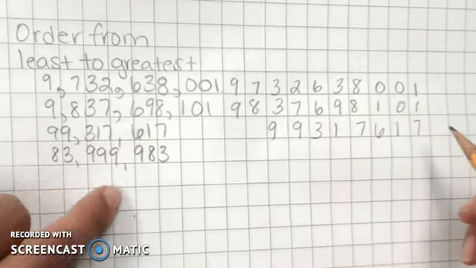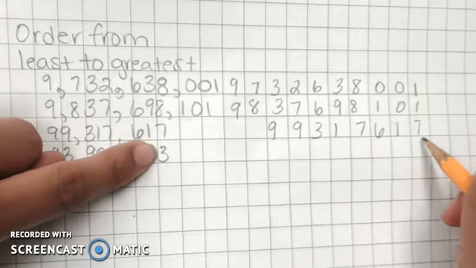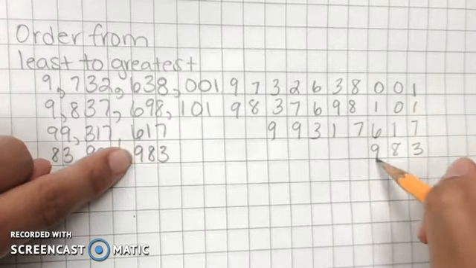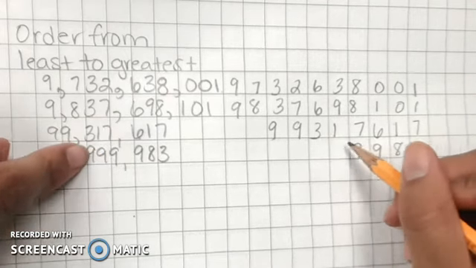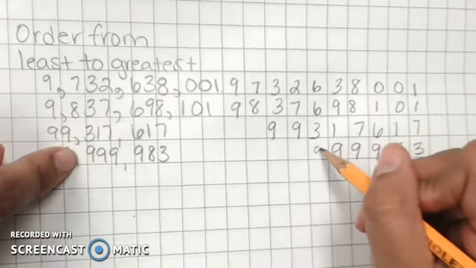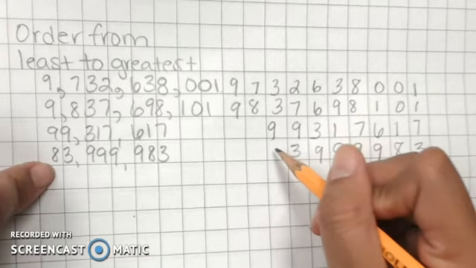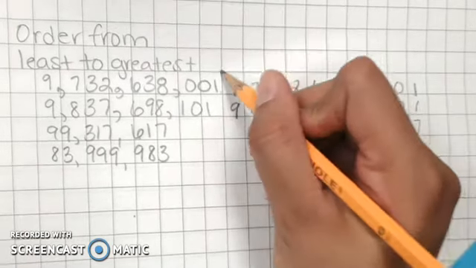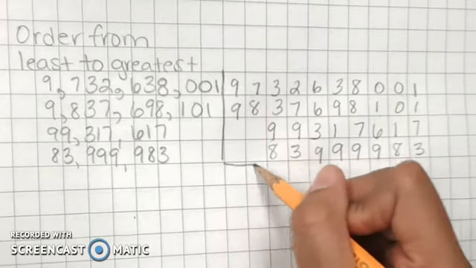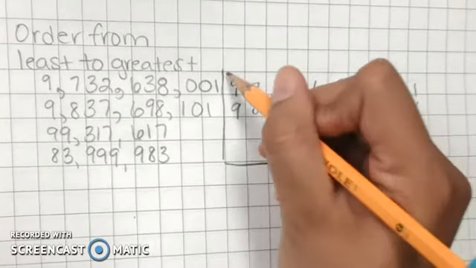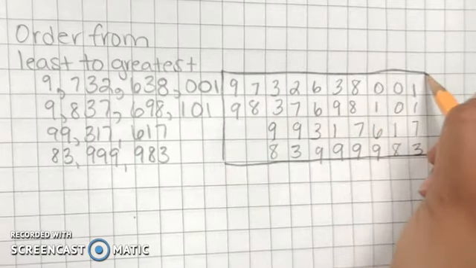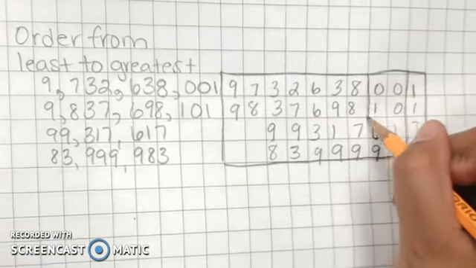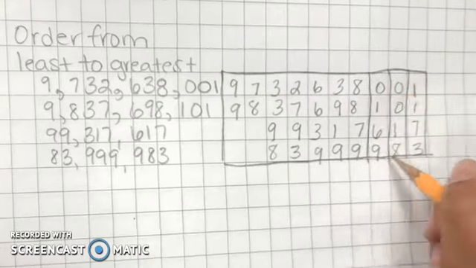My next number down here, I'm going to start with the ones place. 3, 8, 9, 9, 9, 9, 3, 8. And now that I'm finished, I'm going to go ahead and make my place value chart around all of these numbers. And then I'm going to put the lines in between. Oh, I skipped this one.